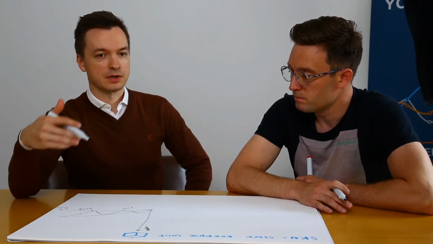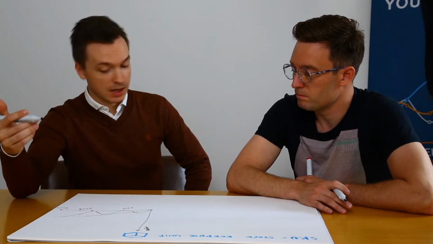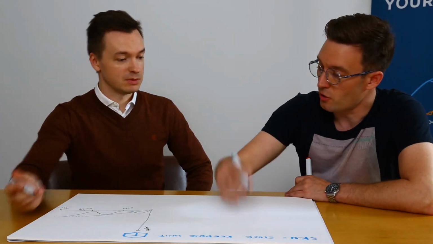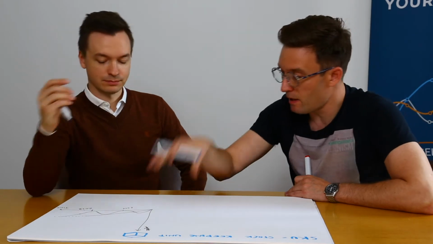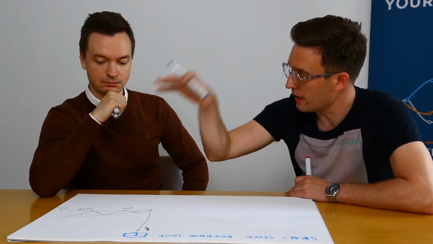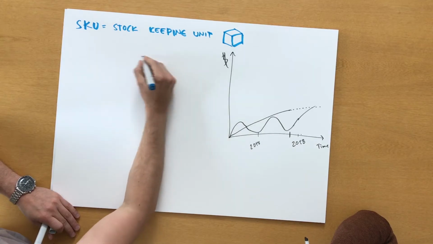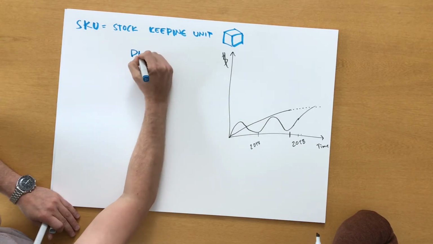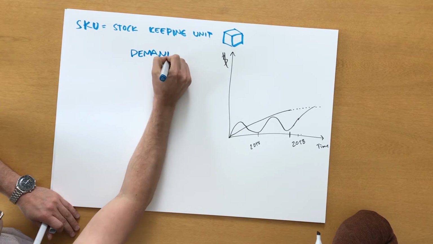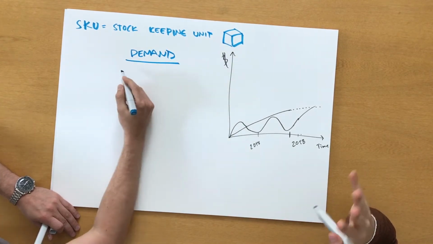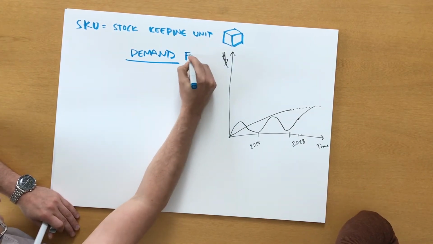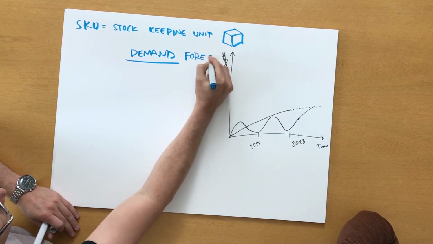Then other things, for example, marketing. If you have a big marketing campaign. So let's put up here, what are the things that actually influence your demand? Okay. Let's put demand here. Or then, let's say more demand forecast.